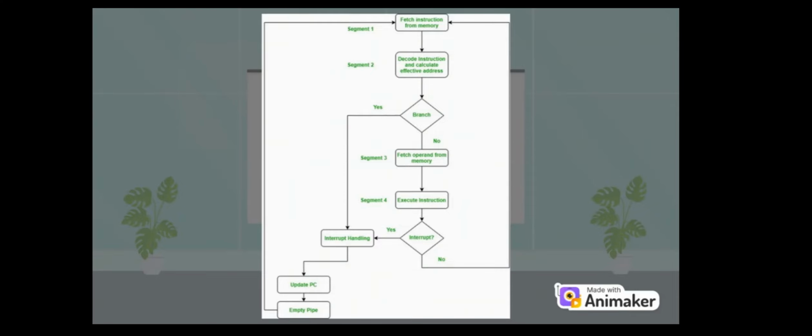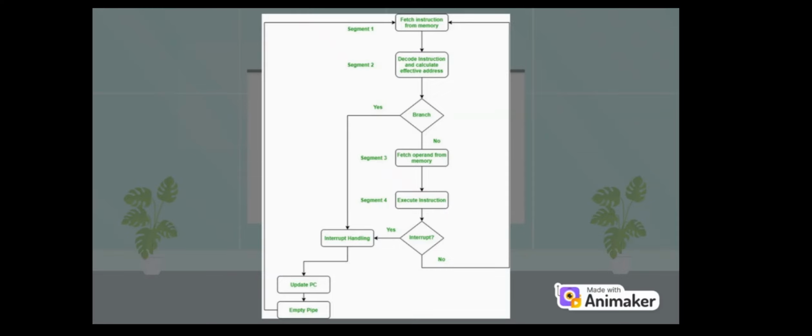Next, it is checked whether the instruction is a branch instruction or not. A branch instruction is a type of instruction that causes the program execution to jump to a different location in the program code based on a certain condition. This is also known as a conditional branch or a conditional jump.